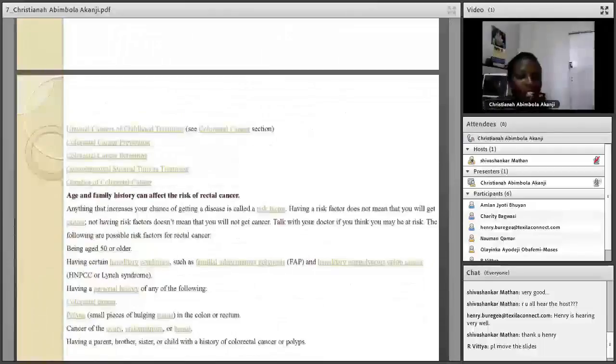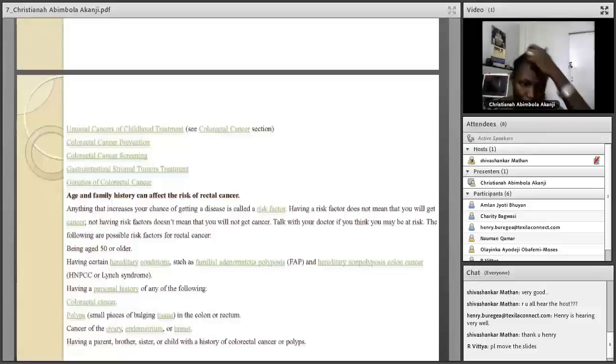Age and family history can affect the risk of rectal cancer. Anything that increases your chance of getting a disease is called a risk. Having a risk does not mean that you will get cancer. Not having a risk factor does not mean that you will not get cancer. Talk with your physician if you think you may be at risk.